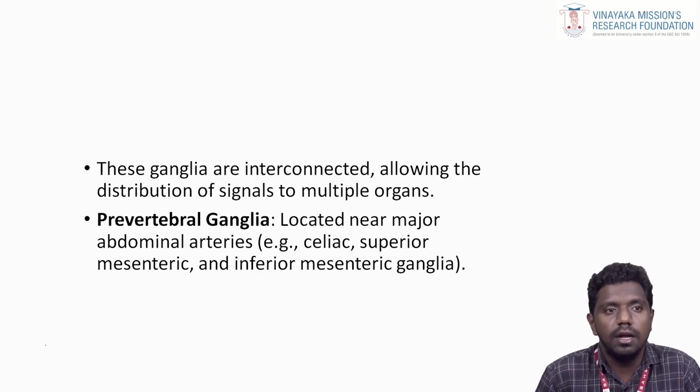And then, prevertebral ganglia. What are prevertebral ganglia? They are located near the major abdominal arteries, above the major abdominal vessels. Examples are the celiac, superior mesenteric and inferior mesenteric ganglia. These ganglia mostly activate the digestive functions of the sympathetic nervous system.